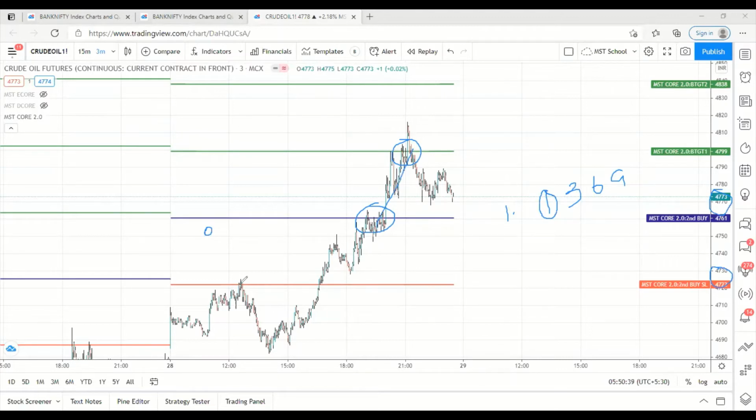So fortunately we got the entry. Suppose if we don't get the target, then we have to go for the second one with double lot. Why double lot? One lot we have already in loss and one lot is for the profit booking. So 2 lots we have to take and we have to exit at the first target. Clear? Now our loss has been recovered and we are in a profit of 3,900.